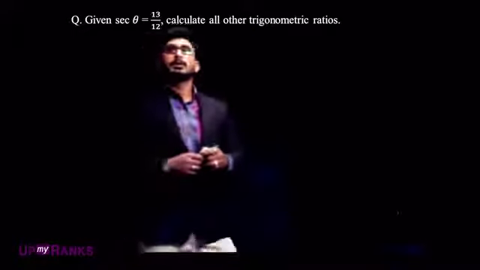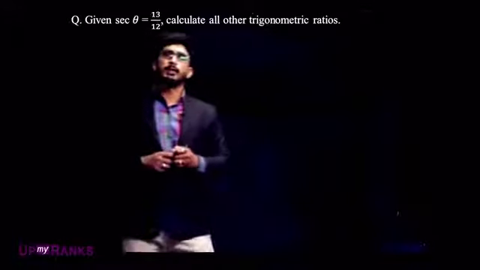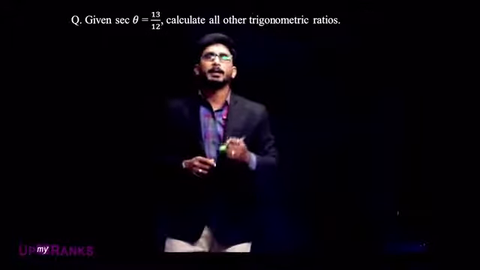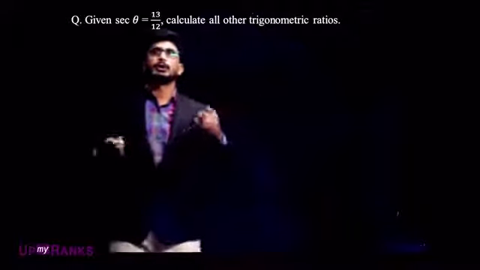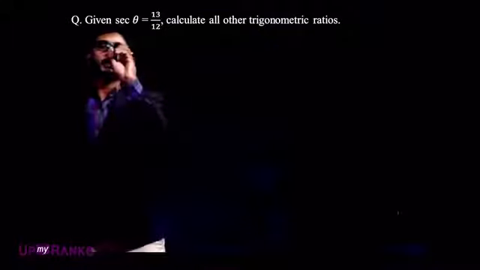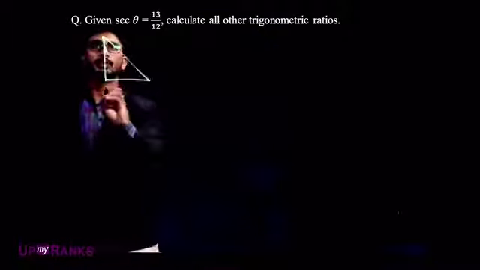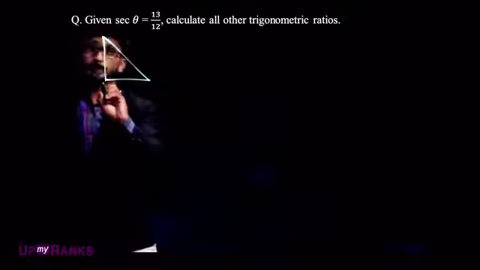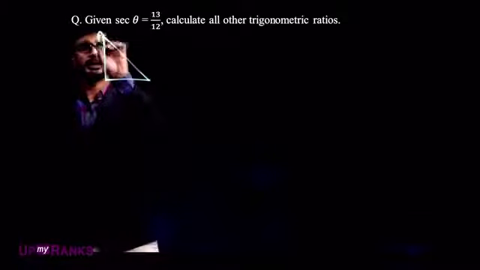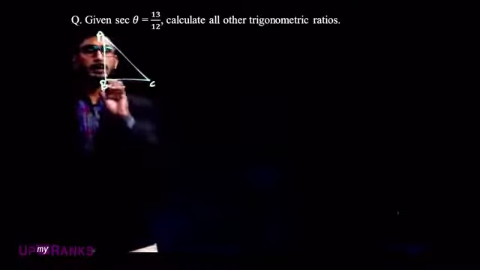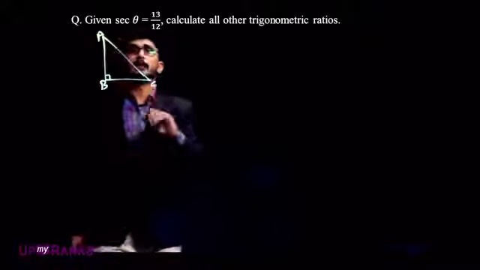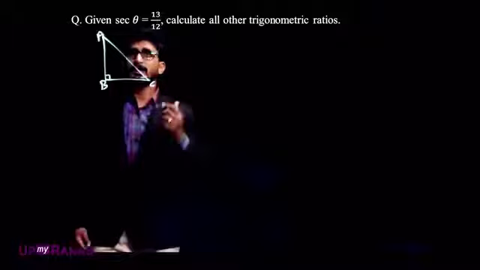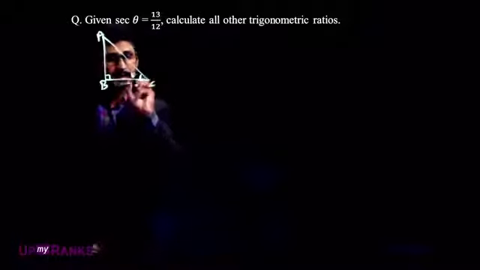So children, now given that secant A is equal to 13 by 12, calculate the other trigonometric ratios. Right angle triangle first. It is secant theta, so I can take it as anything now. I can name it as A, B, C. You can consider anything as theta. Let me consider this as theta.